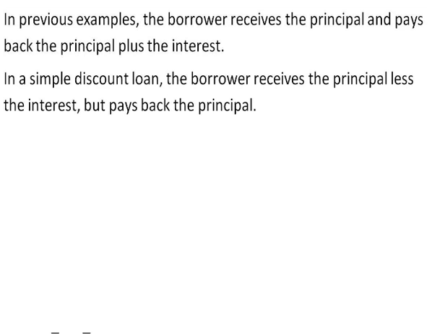Now, as mentioned in previous examples, the borrower receives the principal, the amount they're borrowing, and pays back that principal plus the interest. But now in a simple discount loan, the borrower actually receives the principal less the interest, but pays back the principal.